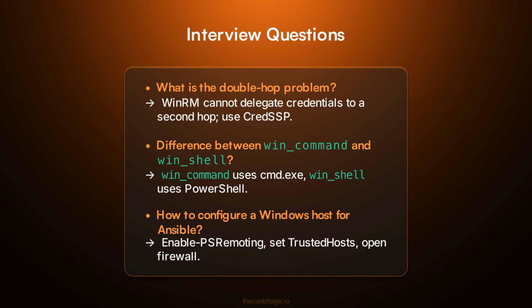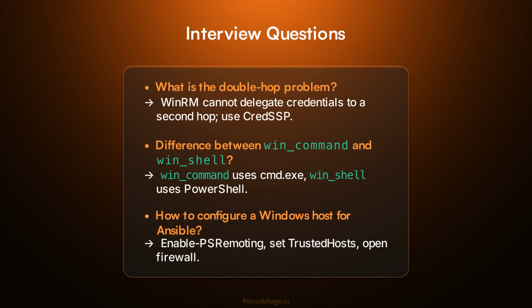Let's run through some common interview questions. What is the double hop problem? WinRM cannot delegate credentials to a second hop. Use CredSSP. Difference between win_command and win_shell? win_command uses cmd.exe, win_shell uses PowerShell. How to configure a Windows host for Ansible? Enable PS remoting, set TrustedHosts, open firewall.